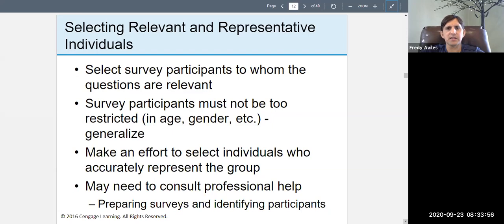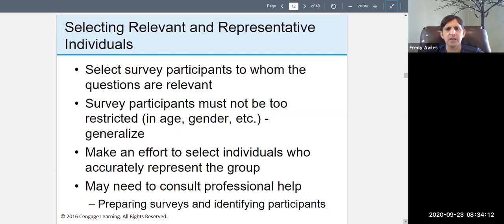Selecting relevant and representative individuals. So you want to select, and I'm reminding you of this again, that in the end you're just going to use a convenient sample, like I said. But try to select survey participants to whom the questions are relevant.